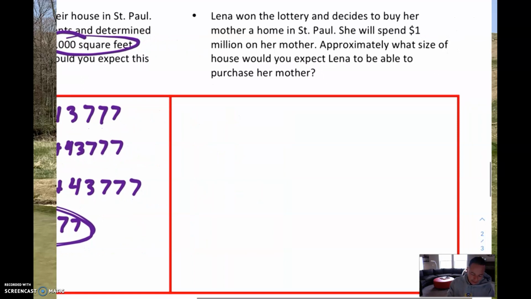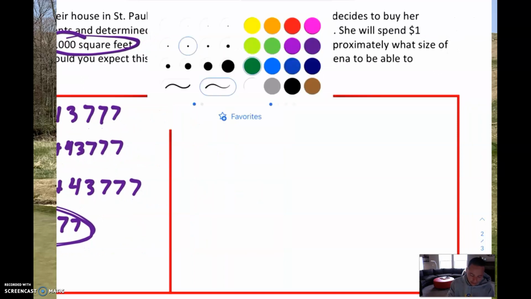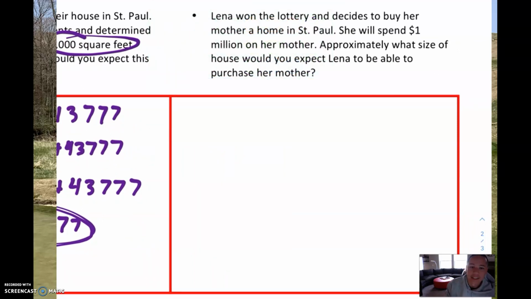All right, now we get to Lena. Lena just won the lottery and decides to buy her mother a home in St. Paul. Very nice of you, Lena. She will spend $1 million on her mother. She must have really won a nice lottery. So I want to know approximately what size of house you would expect Lena to be able to purchase. She has $1 million, so you're probably going to be able to buy a pretty big house for that.